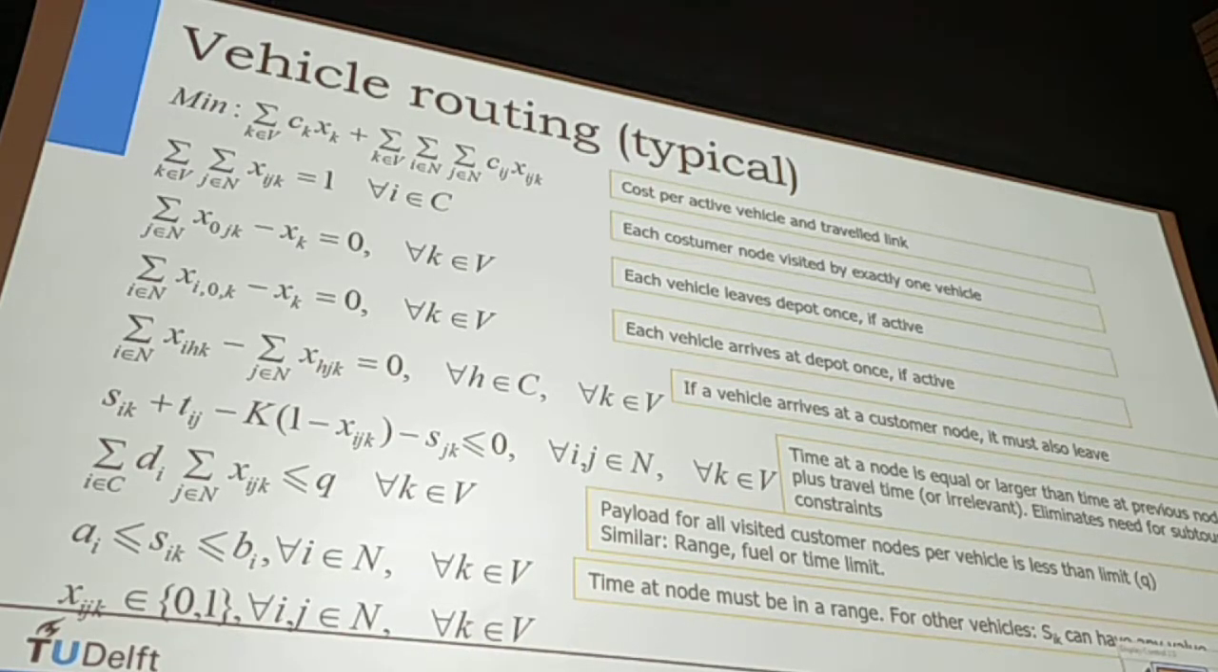Yeah, so this actually means that if we choose a certain route for a certain vehicle, then the time at the next node must be equal to the time of the previous node plus the travel time. If not, it releases it.